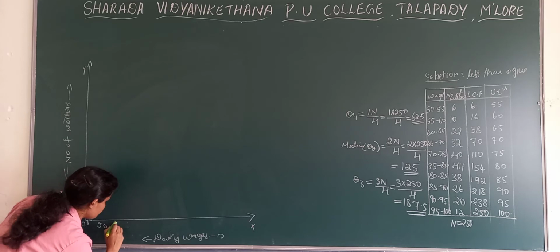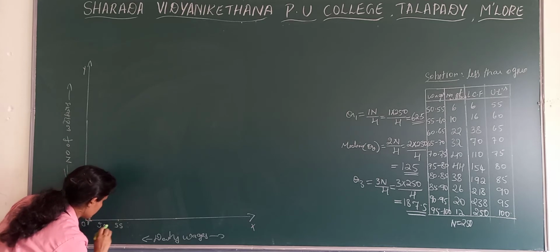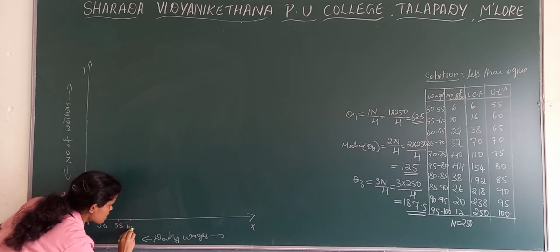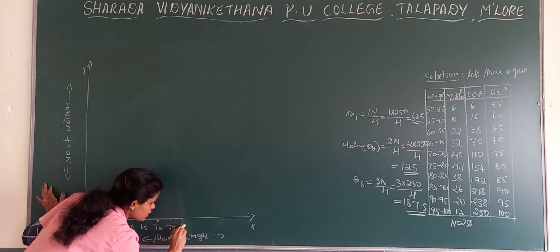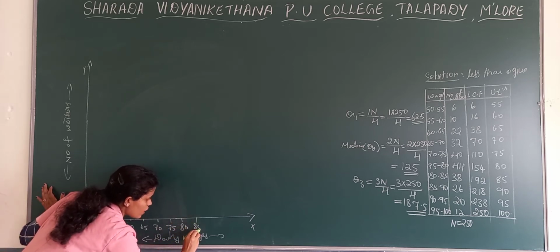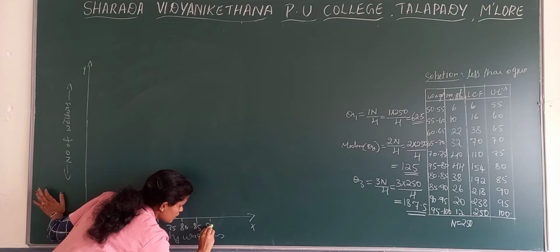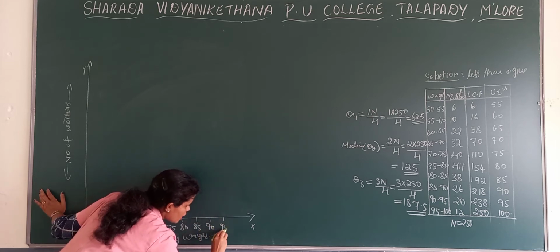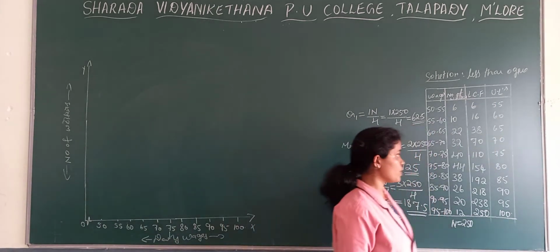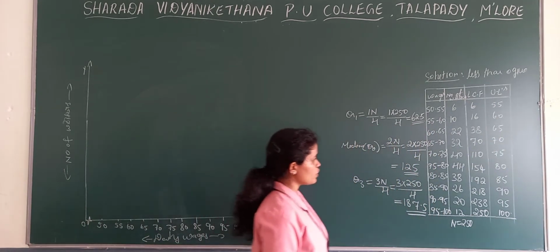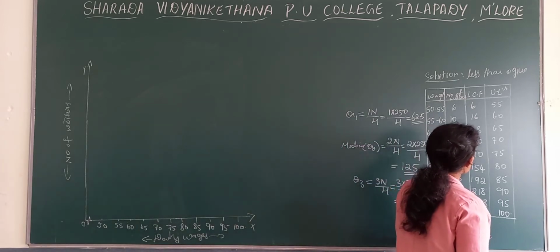55, then 60, 65, 70, 75, 80, 85, 90, 95 and 100. Upper limits. All the upper limits we have taken. Now see the value. We need to go up to 250.